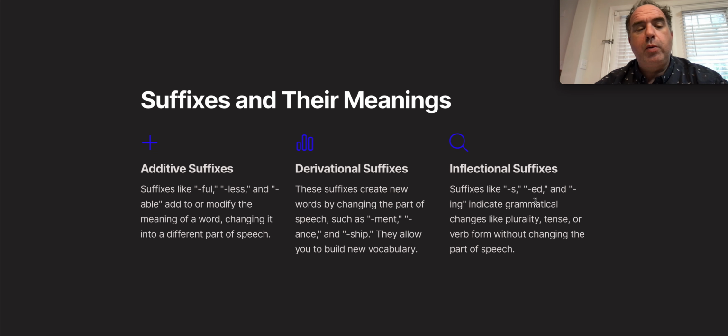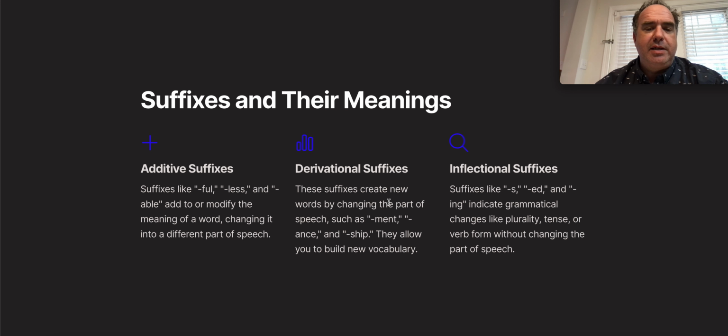Suffixes, so these are the ones at the end: full, less, I think you know this, and able. Beautiful, full of beauty. I can't think of one with less. Let me think of a less. I can't think of a less. Mint or able, transferable, able to transfer, things like that. And so by studying the suffixes, you can get an idea of what the words will change to.